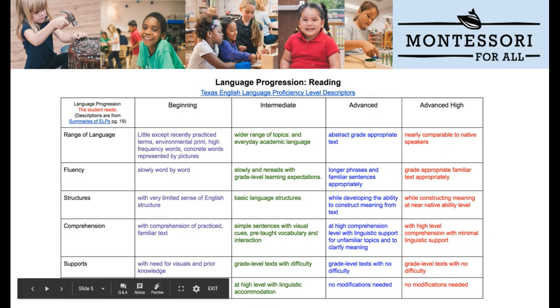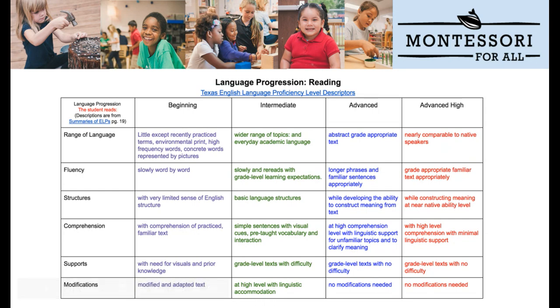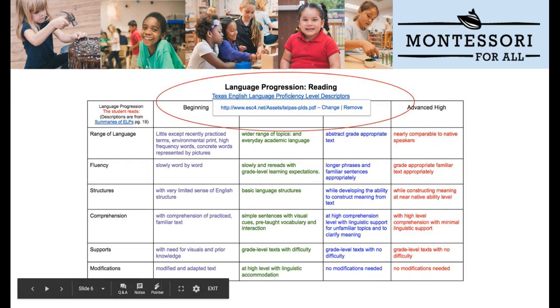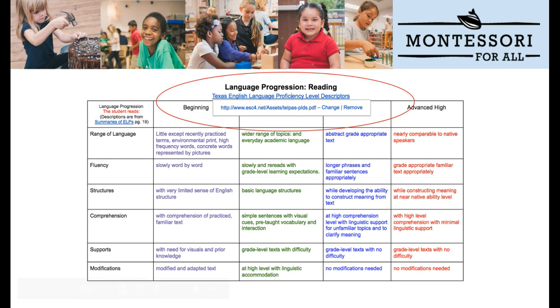During our session, I will model the use of the language progression tools with the reading chart. The first row of each chart lists the proficiency levels, and the first column provides the components of language for that domain. If you would like to know more about the language proficiency levels, a link is provided to the Texas English Language Proficiency Level descriptors.